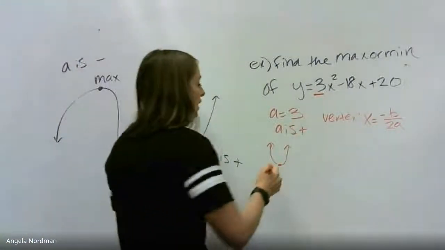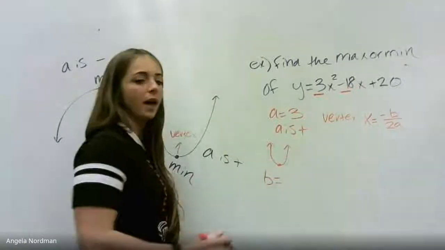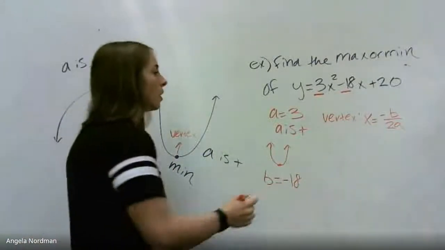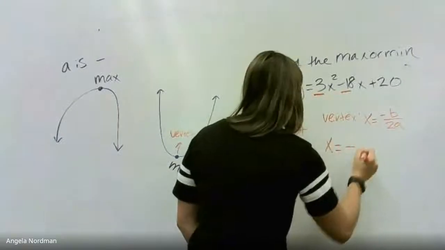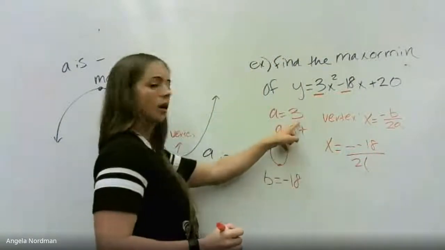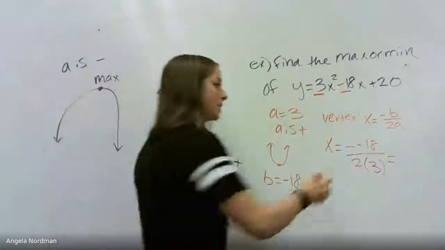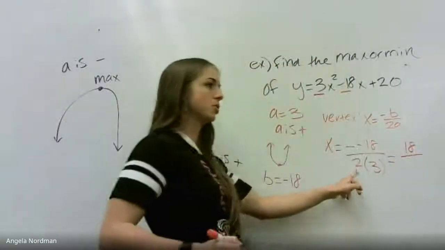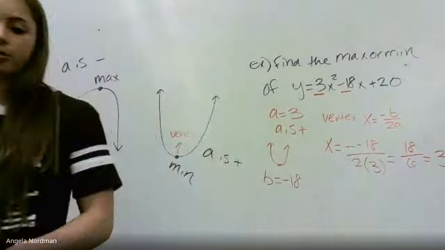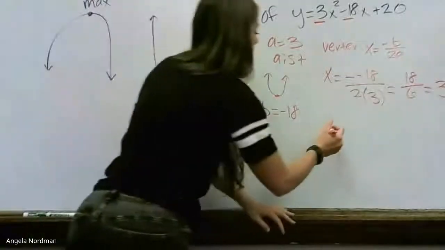So let's do this whole thing again. We know my a value. What's my b value? We have to look at that very middle part for that. That is negative 18. Okay, so x equals negative 18 over 2 times 3. We know those two negatives are going to make a positive up top, so it's positive 18 over 2 times 3, which is 6. 18 divided by 6 is 3, okay? That's not all of it though, right? That was just my x value.